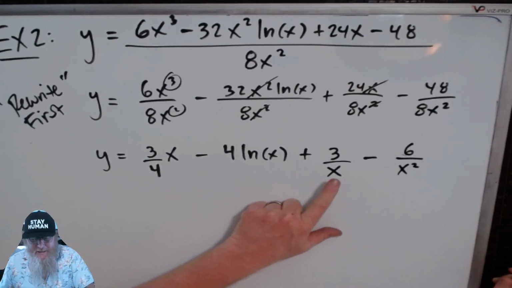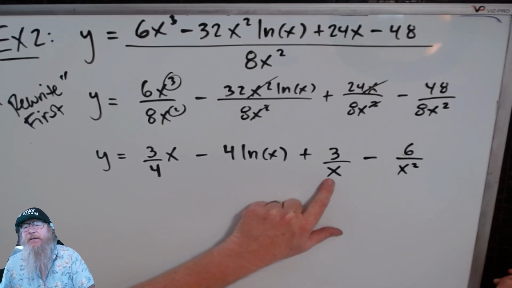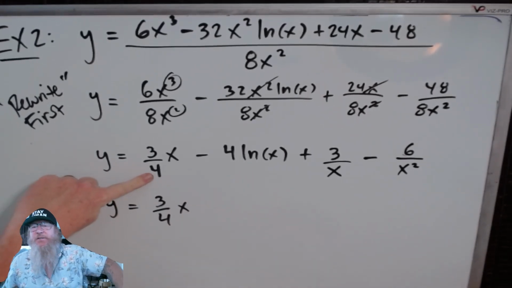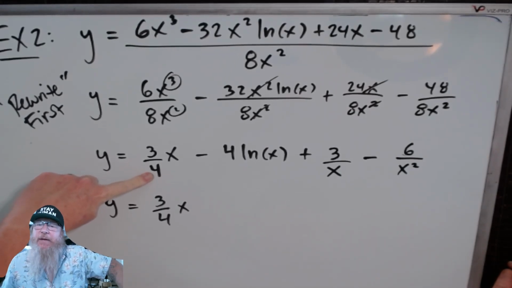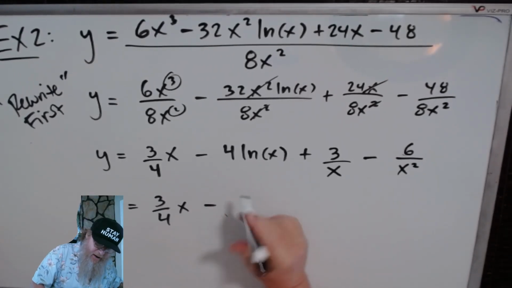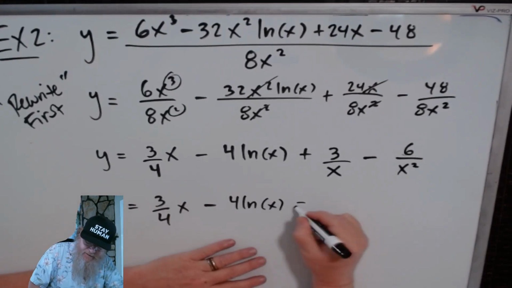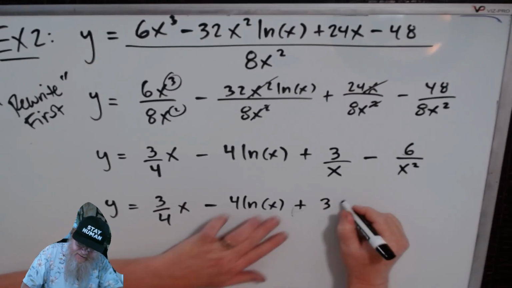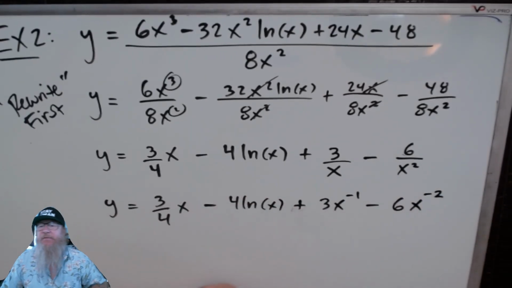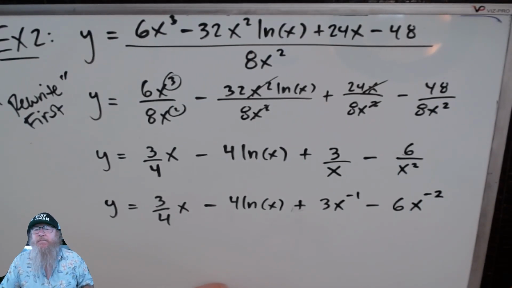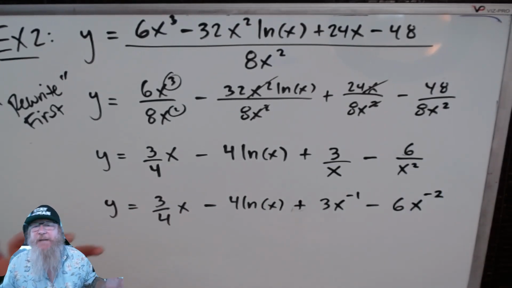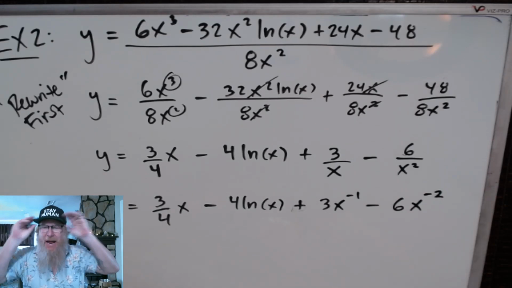Now, I need to get rid of the x in the denominator. I don't have to get rid of numbers, like 4. 4 is okay in the denominator. It's the variables that we have to get out of the denominator. So I'm going to rewrite this as 3x to the negative 1, and negative 6x to the negative 2. You can't have any variables in the denominator because we don't have a rule yet, I should say yet, on how to deal with that.